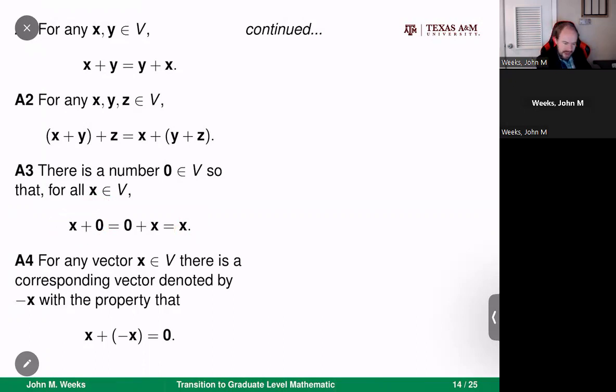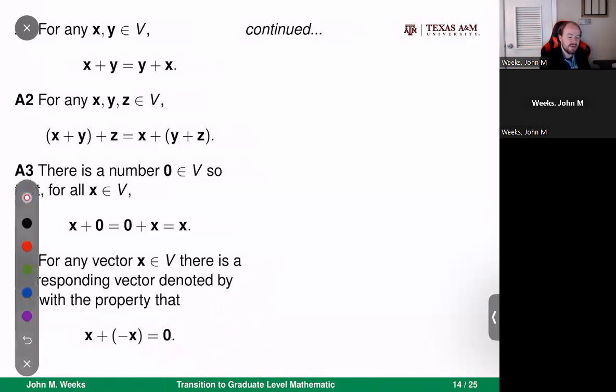Now we also have A4. What is this one called? It's not additive identity anymore. It's the existence of additive inverses. Additive inverses just means that whenever you have an x, there is some number negative x. So when you add them together, you get back to the 0 vector. Okay, so those 4 axioms are things that we're kind of familiar with. We have commutativity, associativity, additive identity, and additive inverse for our first 4 axioms here.